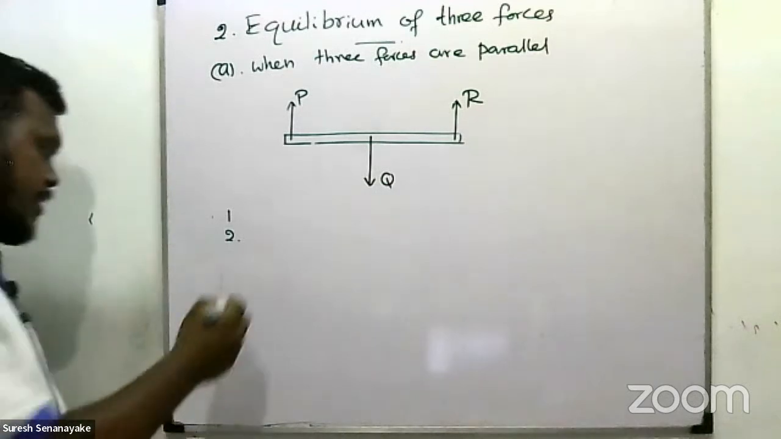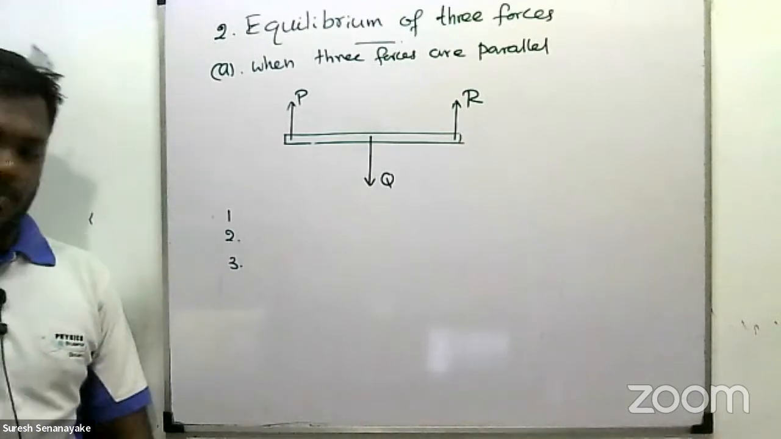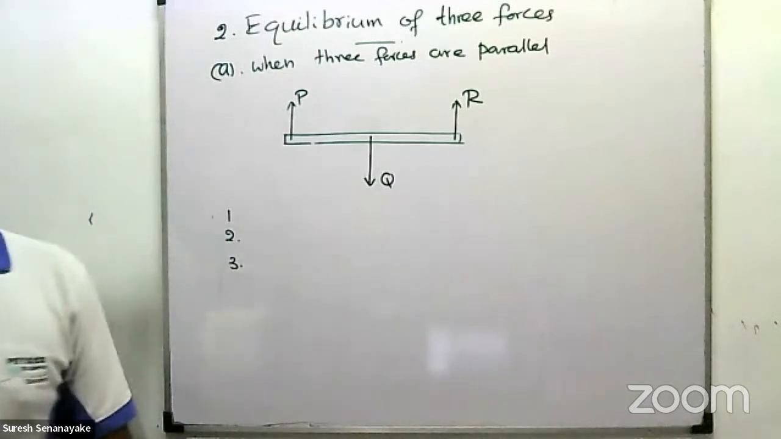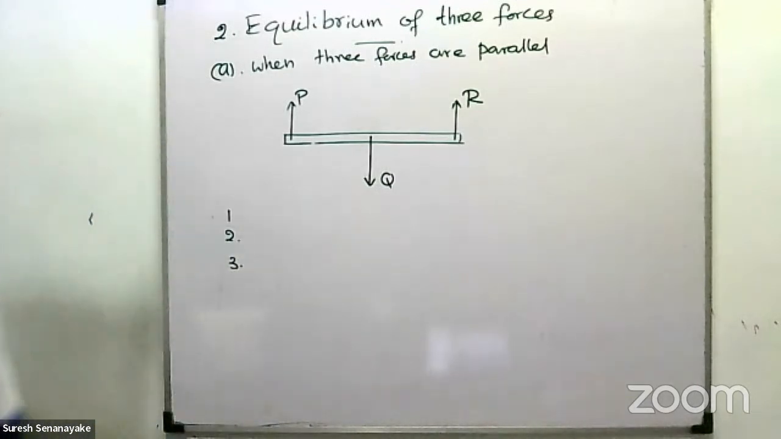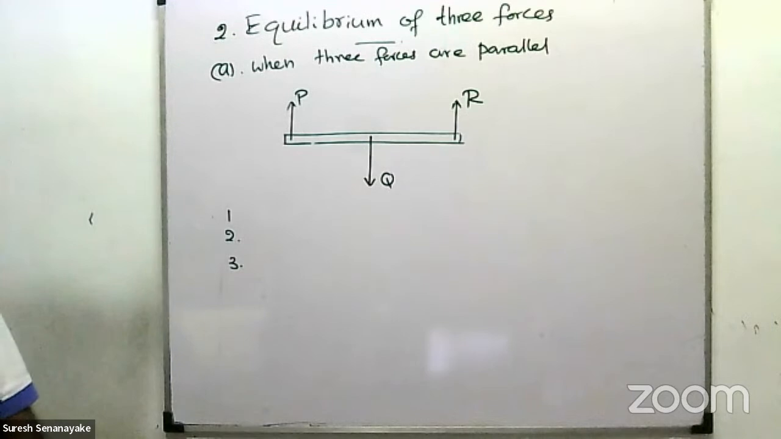And then write the third condition: the algebraic sum of the moments of the three forces about any point in their plane should be 0.